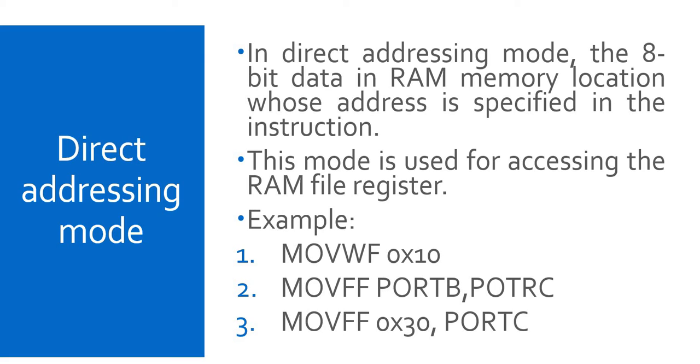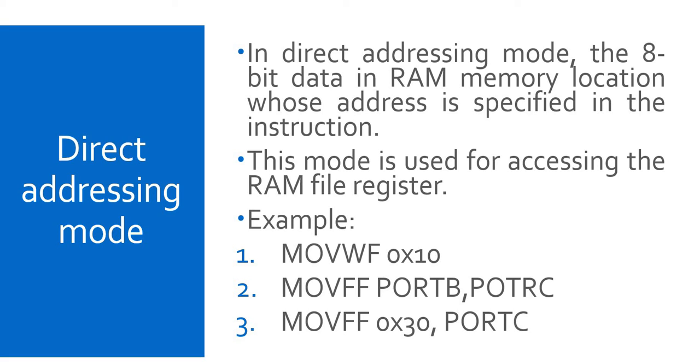So you have a command MOVFF. MOVFF stands for the movement of data from one file register to another file register. So you have MOVFF PORTB, PORTC. Next is MOVFF 0x30, PORTC. Here you are providing the address of one register and the name of the second register. So you can move content from the memory location 0x30 to PORTC.